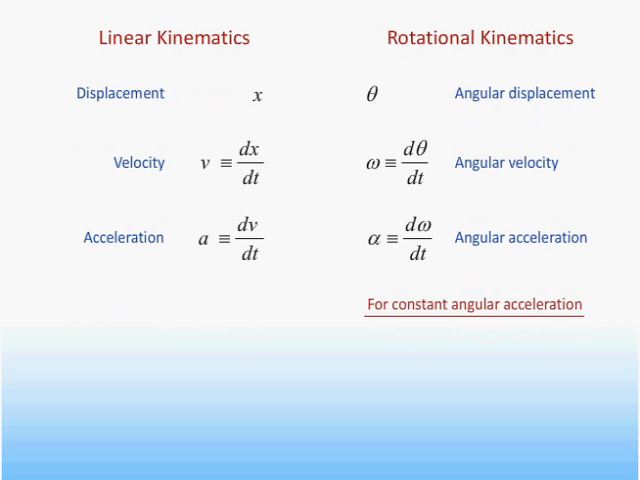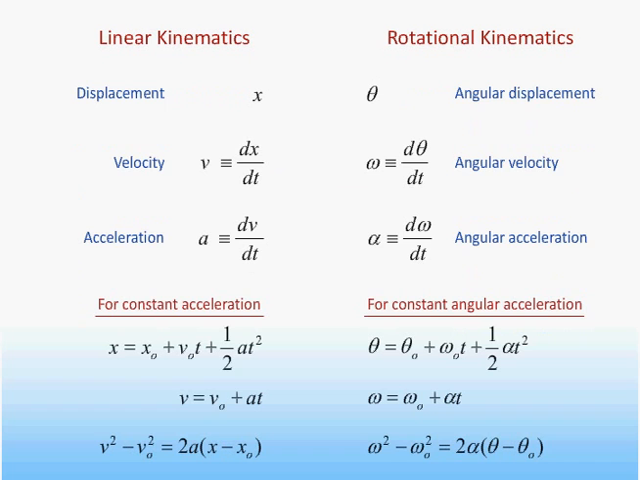If we now consider the special case of a constant angular acceleration alpha, we can derive the equations for omega and theta for this motion by integrating the defining equations. The resulting equations for omega and theta are absolutely identical in form to those describing one-dimensional motion at constant acceleration, with the substitutions alpha for a, omega for v, and theta for x.